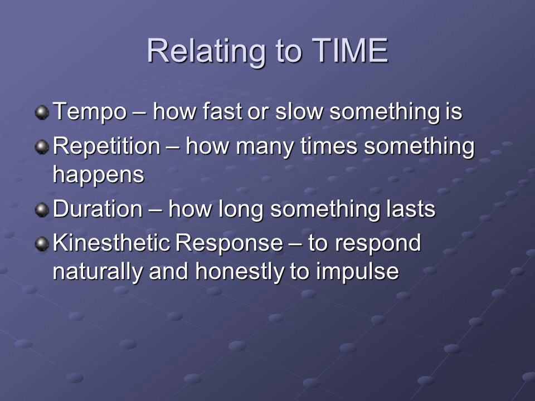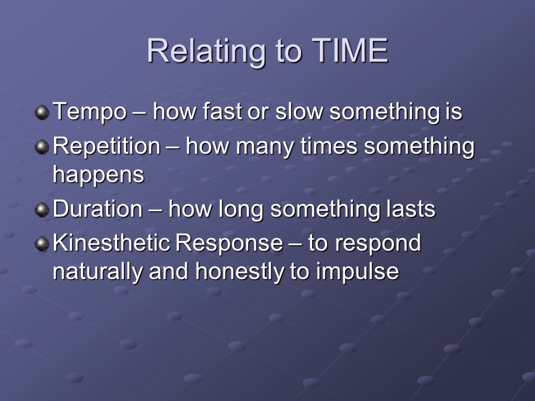These next 4 elements regard time. The first is the most obvious one, tempo, how fast or slow something is. You can change the meaning of something just by changing the tempo. If you wave really fast, the audience thinks you're excited. If you wave really slow, it's the same gesture, but now the audience thinks you're sad. You've just changed the tempo.